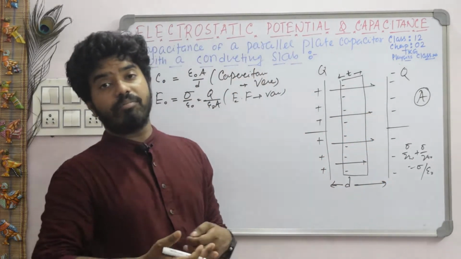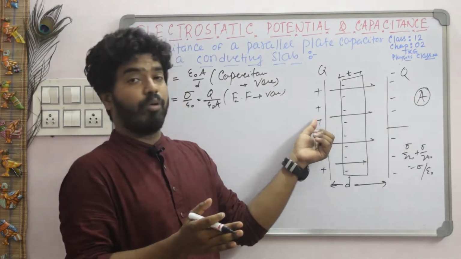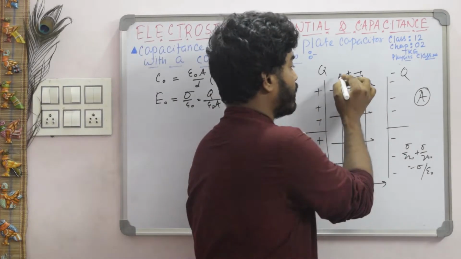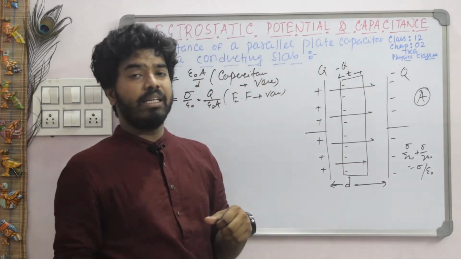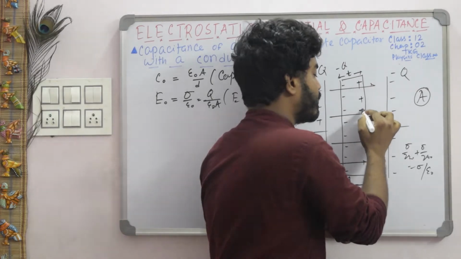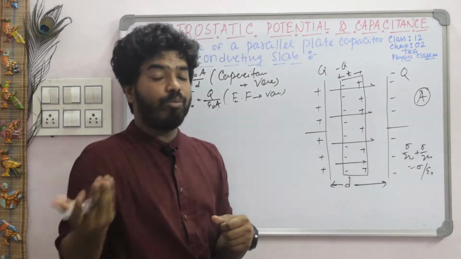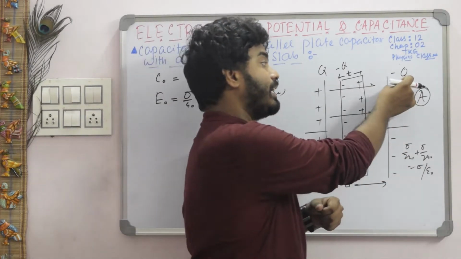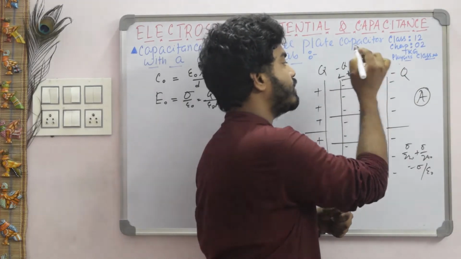And how many electrons are stored? That is exactly opposite to this amount of charge. Suppose here the charge is plus q, so here the amount of charge which is stored is minus q. Similarly, on the opposite side, that is the right side of this conducting slab, the charge stored is positive. And how much charge? That is exactly opposite to the negative plate charge. So here the amount of charge stored is plus q.